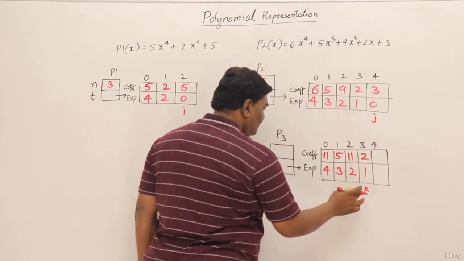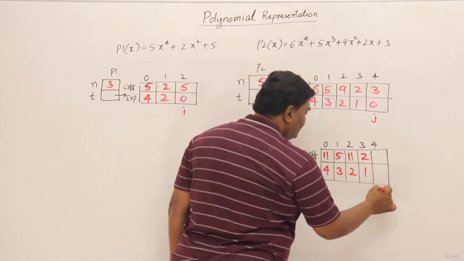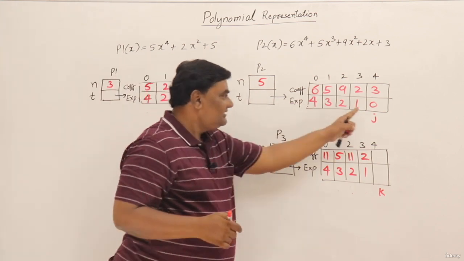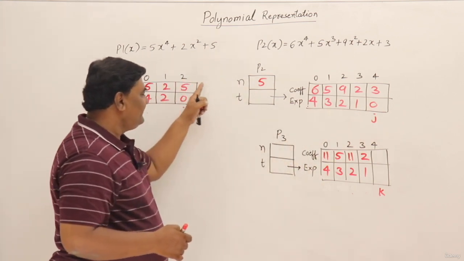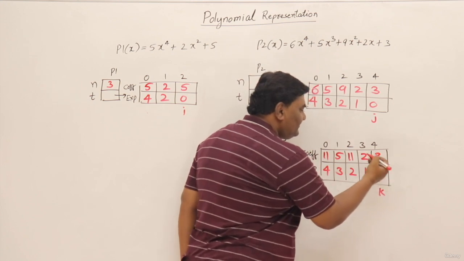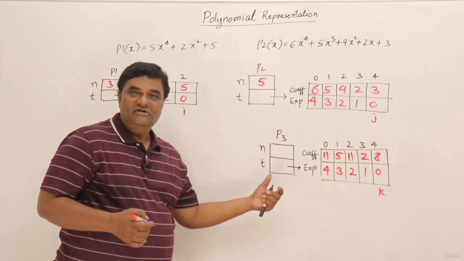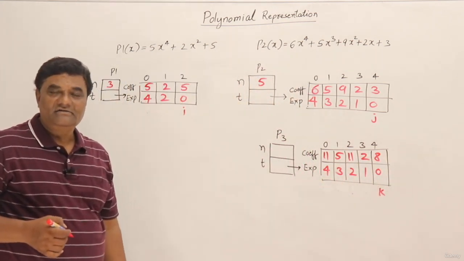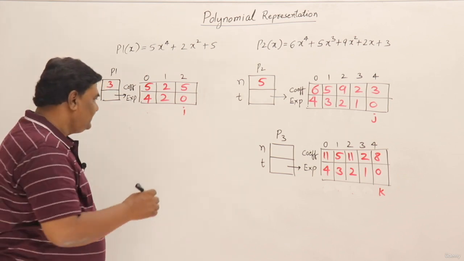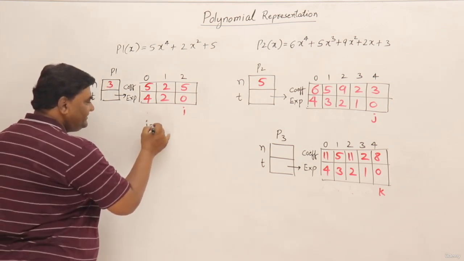Move j. Move k. Now check powers. Both are equal. 0, 0. Then add coefficients. 5 plus 3, 8. 8, 0. That's all. They are added. Then let us write a piece of code for doing this one. I is initially 0.